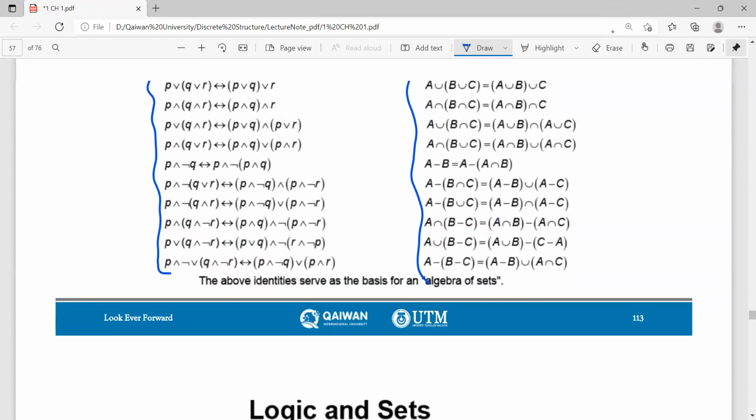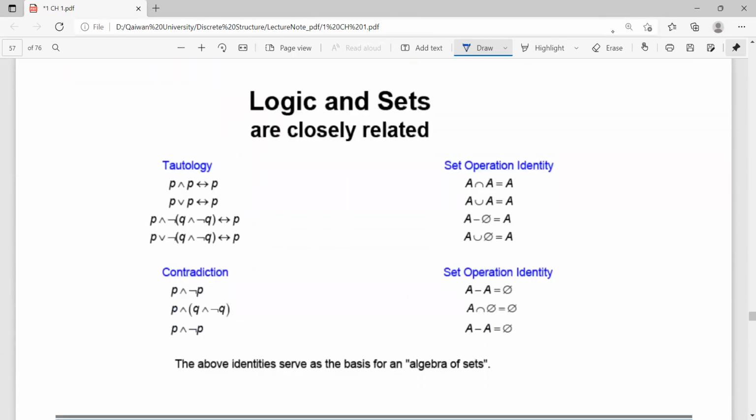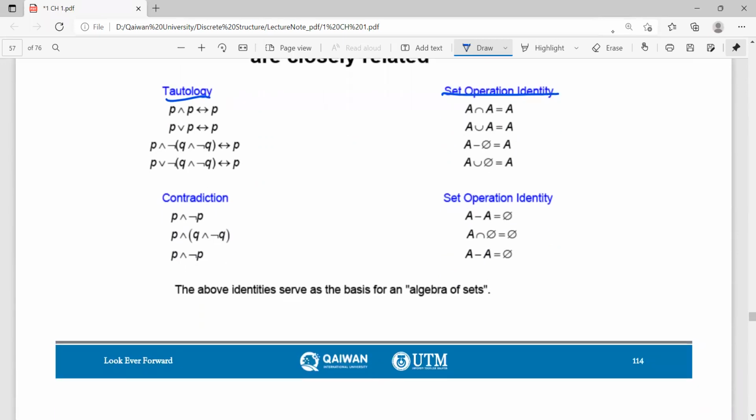It's the same as the previous one. It's also logic and sets. Here you have tautology and set operation identity. It's only for yourself to read, okay?